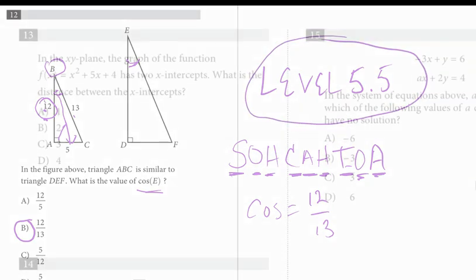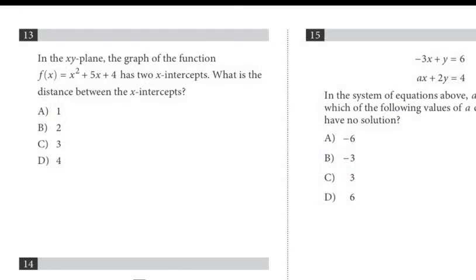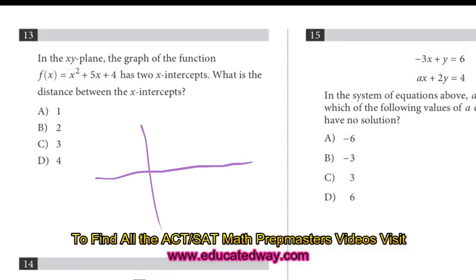All right, let's go to number 13. Number 13. In the xy plane, the graph of the function f of x equals x squared plus 5x plus 4 has two x-intercepts. What is the distance between the x-intercepts? This is a quadratic equation, which is a parabola, and it's going to hit the x-axis twice. Those are your intercepts. The fastest way to do this would just be to factor, but I'm showing you the concept here of what they're talking about.